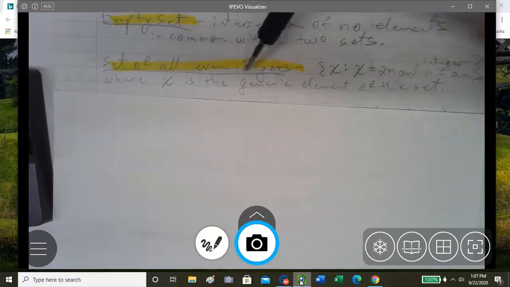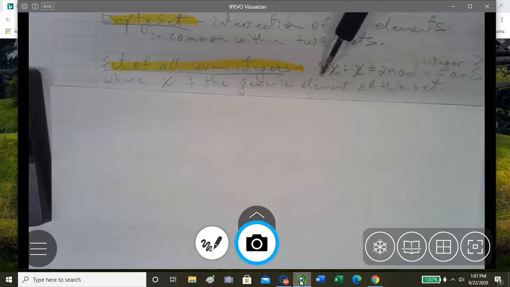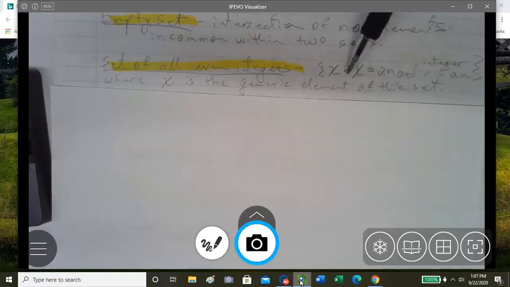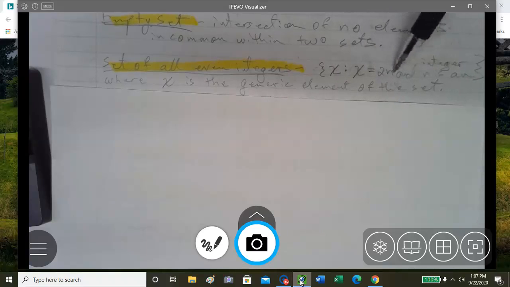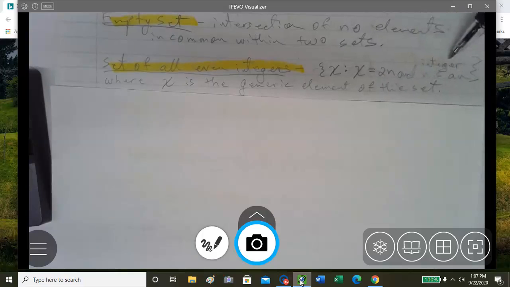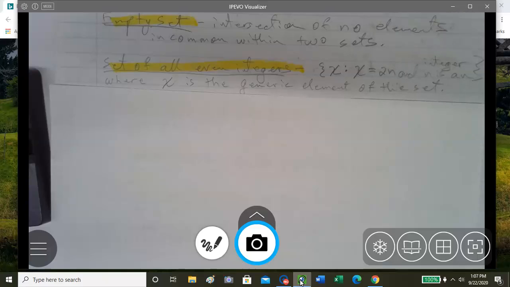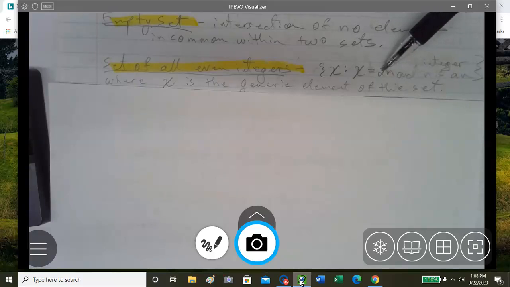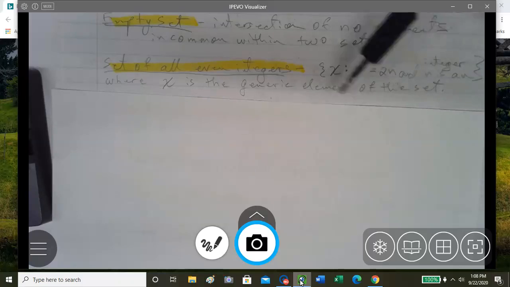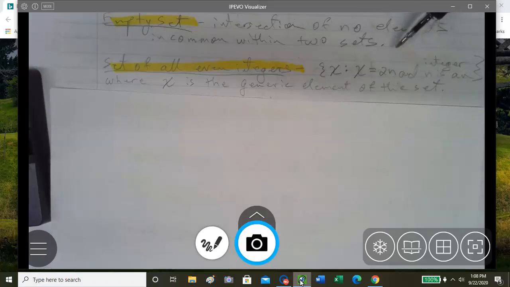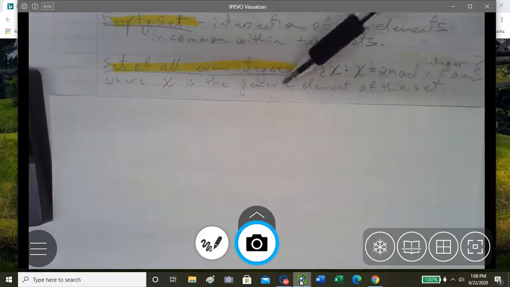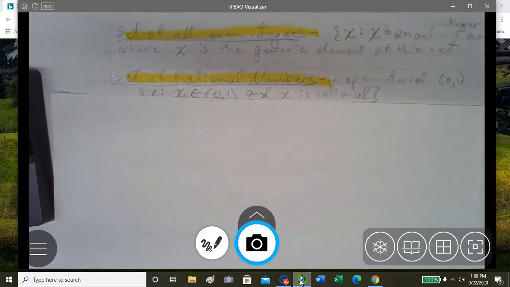Okay, the set of all even integers. We have the curly bracket indicating a set: all elements x such that x equals 2 times n, and n is an integer. So you'd have 2 times 1 is 2, 2 times 2 is 4, 2 times 3 is 6, and so on. No matter what n is, you're going to get an even number. So we've created a set of even numbers that way, where x is the generic element of the set.